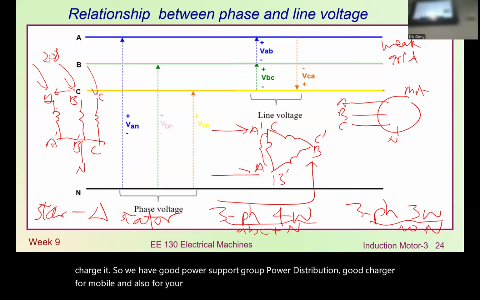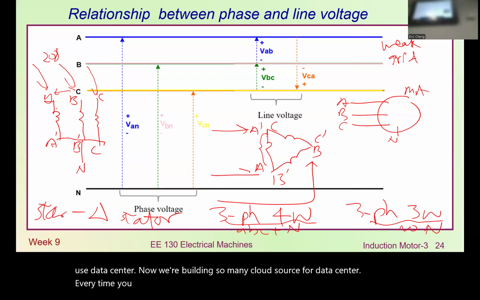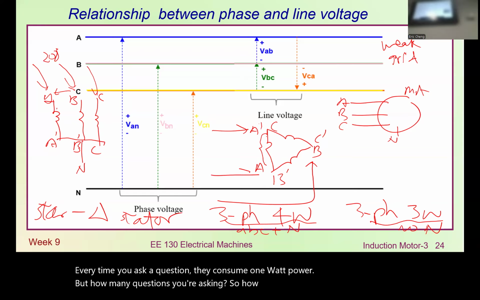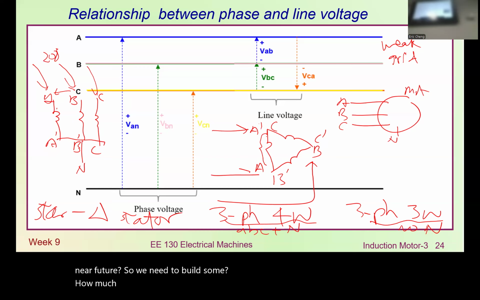And also for data centers, for all the AI, we need to use data centers. Now we're building so many power sources for data centers. Every time you ask a question, it consumes 1 watt of power. But how many questions are you asking? So how much power do we need in the near future? We need to build a large capacity of power sources. So that means power distribution and the power system are so important.